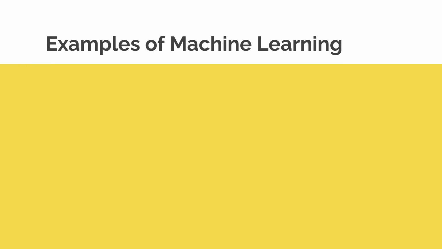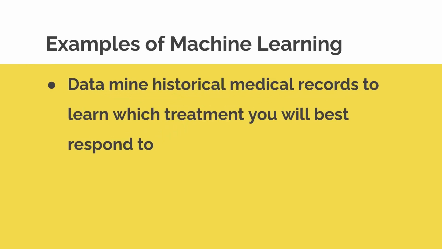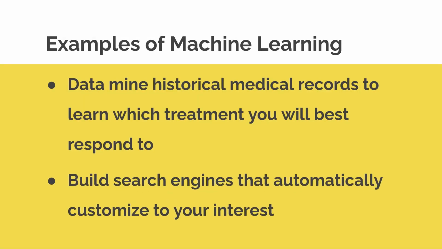Let's look at some concrete examples of machine learning. First off, one example is data mining historical medical records to learn which treatment you will best respond to. We're taking data and we are training an algorithm to learn which treatment you could potentially respond best to, and the algorithm will make that prediction by looking at trends in historical data.